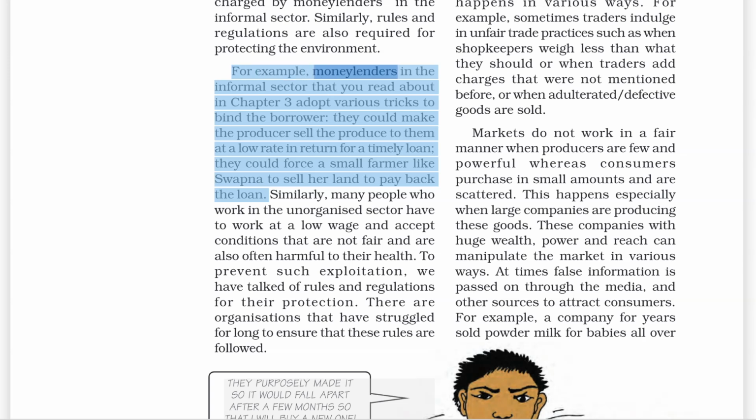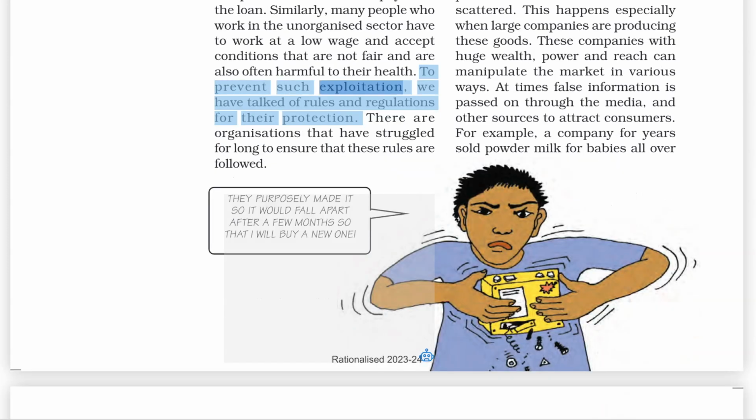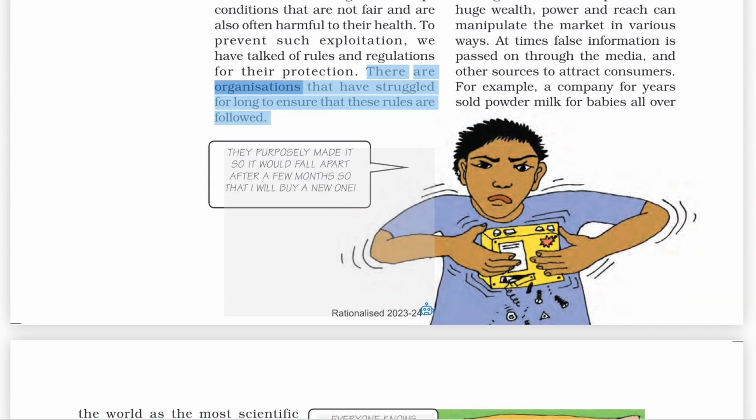For example, moneylenders in the informal sector that you read about in Chapter 3 adopt various tricks to bind the borrower. They could make the producer sell the produce to them at a low rate in return for a timely loan. They could force a small farmer like Swapna to sell her land to pay back the loan. Similarly, many people who work in the unorganized sector have to work at a low wage and accept conditions that are not fair and are also often harmful to their health. To prevent such exploitation, we have talked of rules and regulations for their protection. There are organizations that have struggled for long to ensure that these rules are followed.